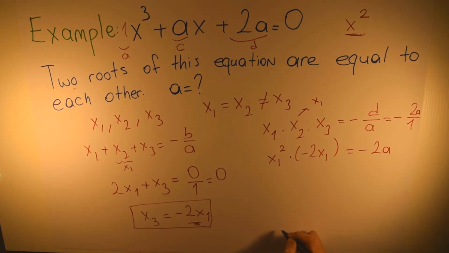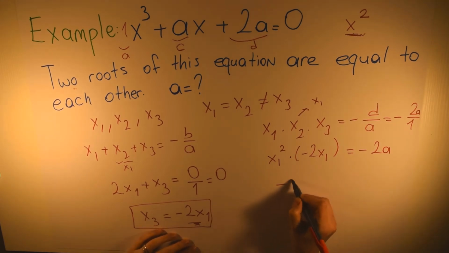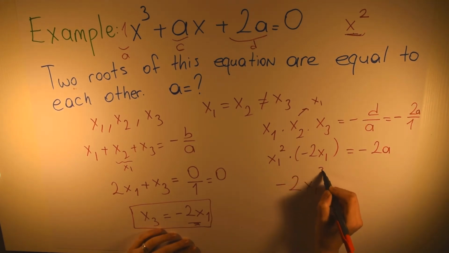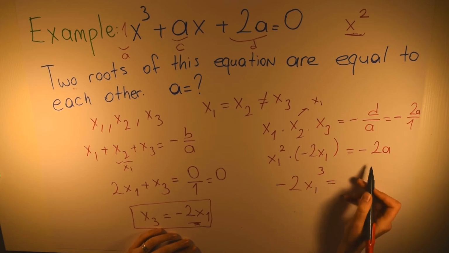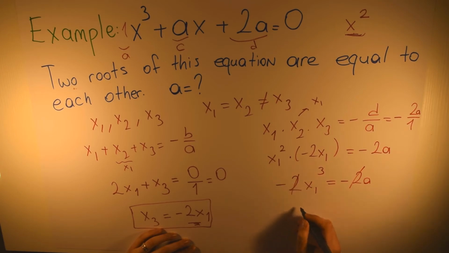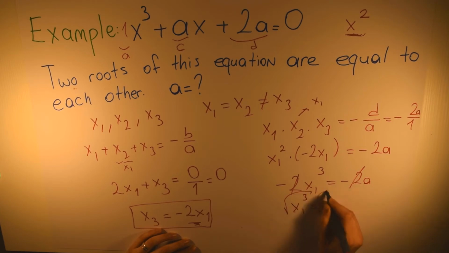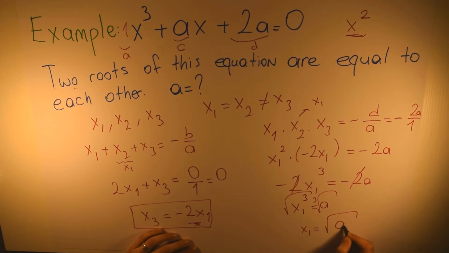So from here we get minus 2x1 cubed, which is equal to minus 2a, and these minus 2 cancel each other out. From here we get x1 cubed is equal to a, so x1 is equal to the cube root of a. So I found one of my roots right here, x1.